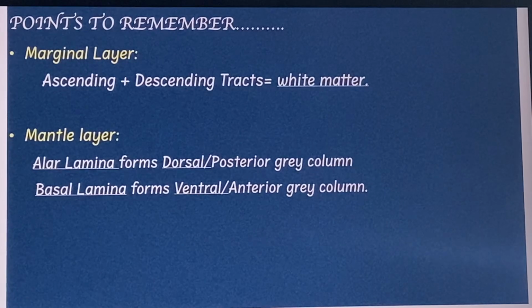So the points to remember: there are the marginal layer and mantle layer, two layers, and the inner is the ependymal layer, which is lining the cavity of the neural tube. In the marginal layer, what is lying? Ascending and descending tracts, and these ascending and descending tracts form the white matter. And the mantle layer has alar lamina and basal lamina. The alar lamina forms the posterior gray column, and the basal lamina forms the anterior gray column.